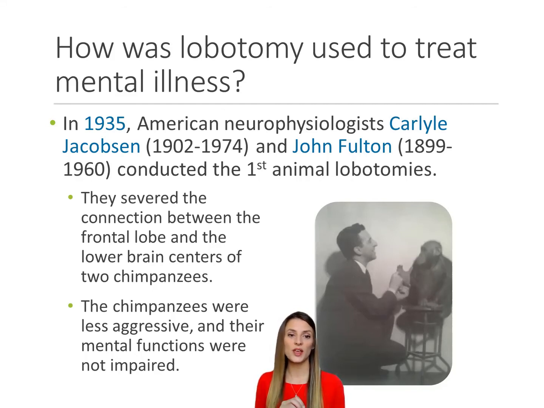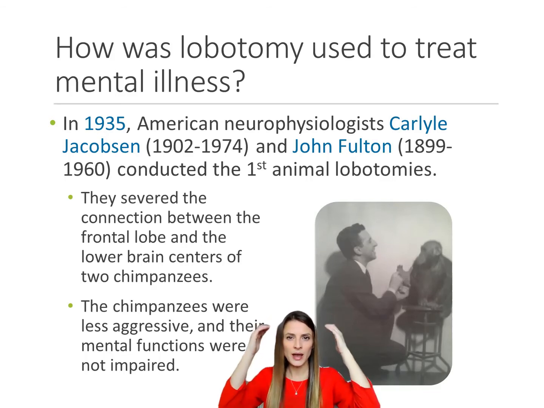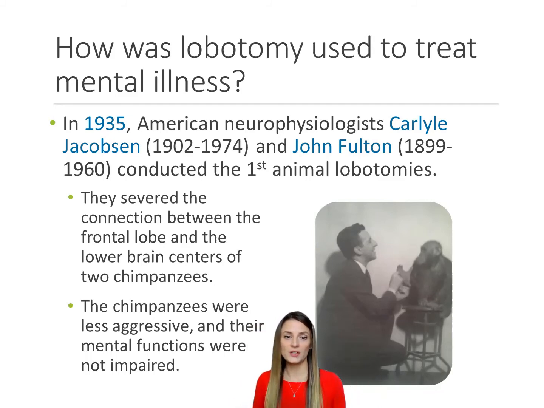And what they did was they severed the tissue between the frontal lobe and the lower regions of the brain. So right about here, they severed brain tissue. And they did this in two different chimpanzees. You can see Dr. Fulton with one of his chimpanzees in the image here.